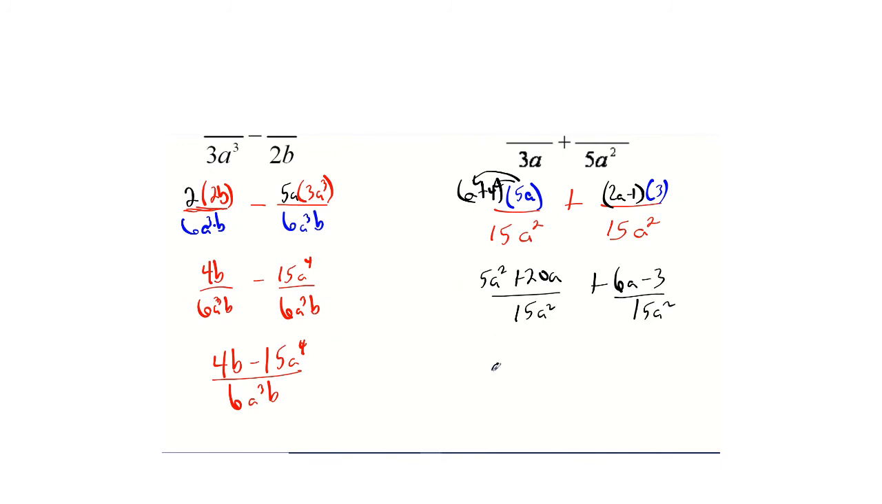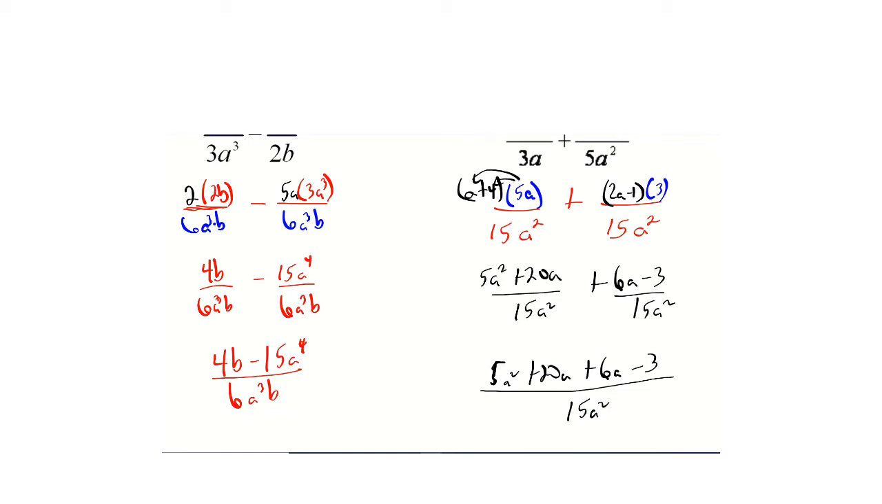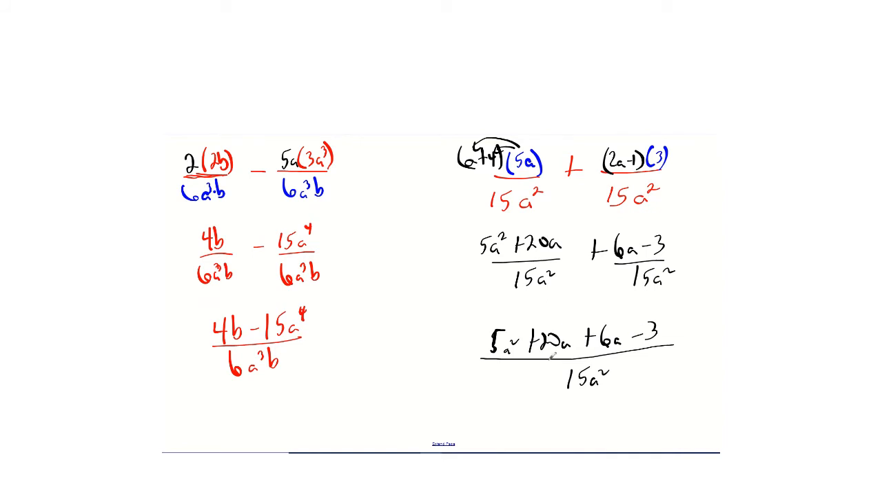So it's going to be 5a squared plus 20a plus 6a minus 3, and then it'll all have the same denominator now, 15a squared. Let's see the numerator, if there's any simplifying we can do. These two will combine, so I've got 5a squared plus 26a, take away 3, everything will be over 15a squared. Now, this is a hard trinomial, but I don't believe it'll factor any further.